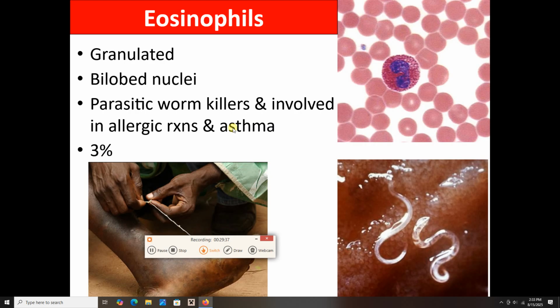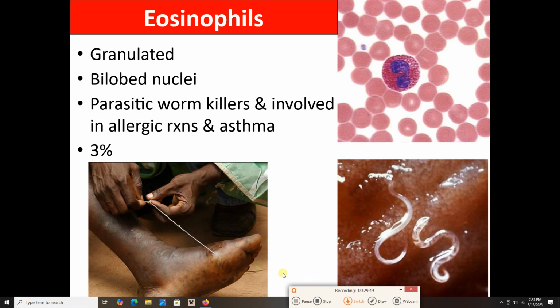Eosinophils, on the other hand, they're granulated as well. They have these characteristic orangish granules. Bilobe nucleus. Eosinophils are going to kill parasitic worms. We see a gentleman trying to carefully remove a parasitic worm from his foot. Eosinophils are also involved in allergic reactions and asthma as well. Here are some parasitic worms in the wall of the intestine as well. They generally make up 3% or so, usually a little less, of your circulating white blood cells.